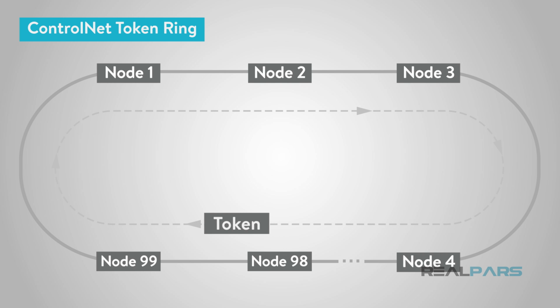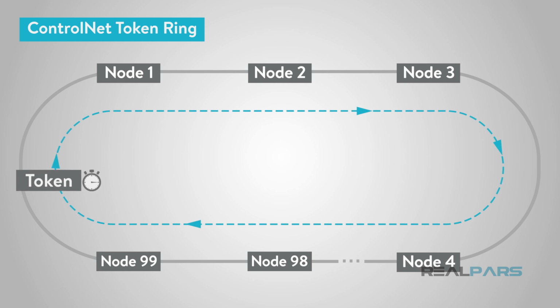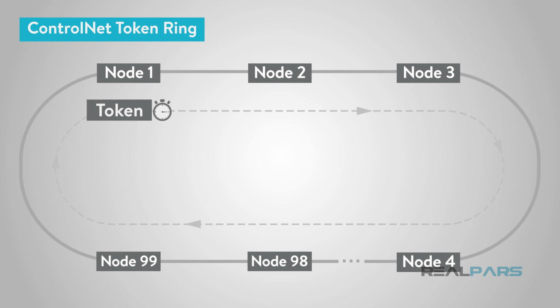There may be nodes that do not have any data to transfer, and in this case, it just passes the token on to the next logical successor. The process is then repeated until all the nodes have cycled through the logical circle, and then it begins again. In ControlNet, only one node can transmit at a time, which will prevent any collisions of data from happening. If a node stops transmitting and does not pass the token, the ControlNet protocol has provisions written into it that will regenerate the token and send it to the next logical successor.